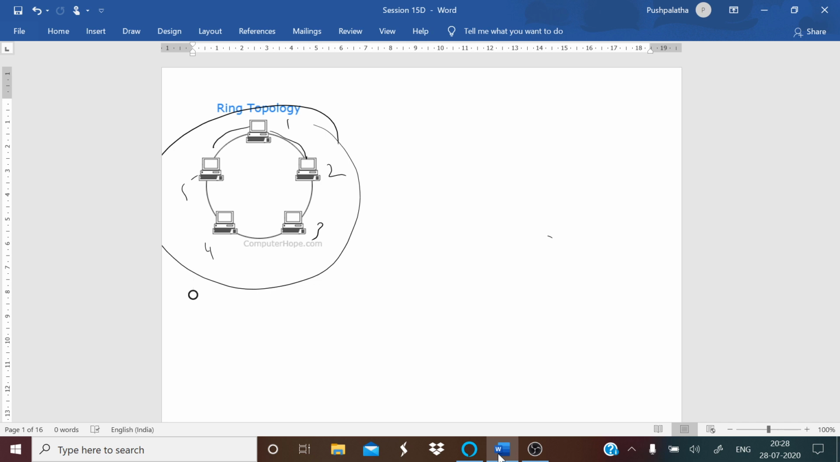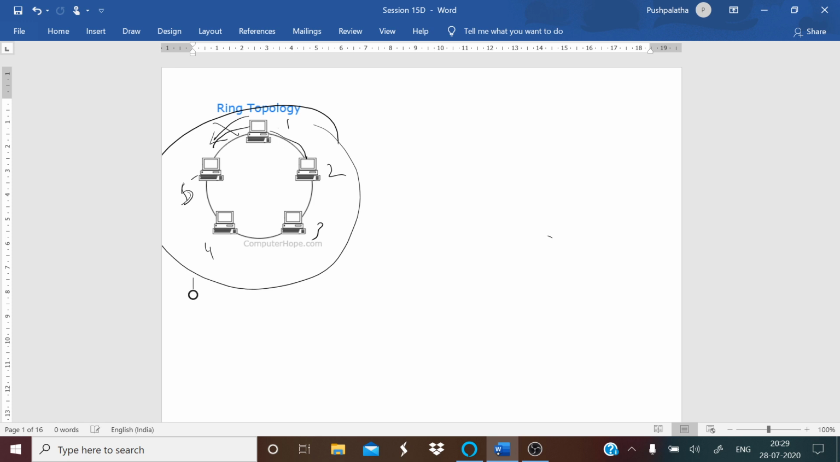If a device wants to send the data to another device, then it sends the data in one direction. Each device in the ring topology will have a repeater, and that received data, if it is intended for other device, then the repeater will forward this data until the intended device gets it. For example, you are supposed to send the data from 1 to 5. I've just given a number 1 2 3 4 5.